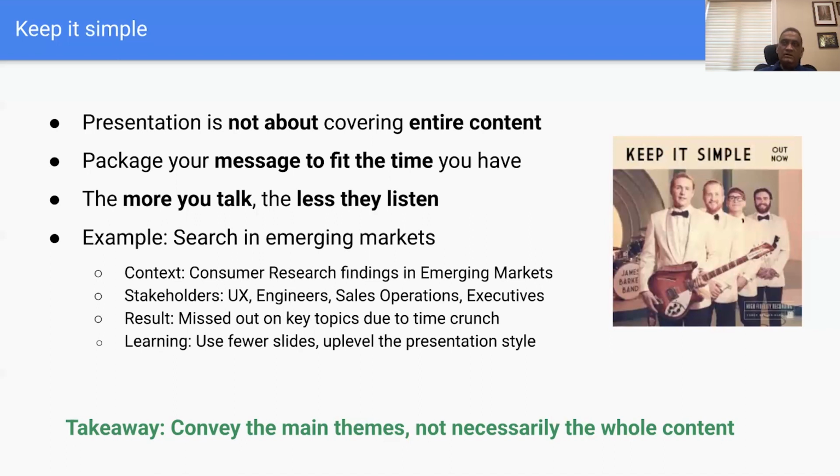Now, if there were more people in the room and we had an hour or 90 minutes to walk through, or a workshop style kind of presentation or forum, it would have allowed my coworker to talk in a lot more detail about the research that we have done and then get to the findings towards the end. But that was not the case here. So convey the main themes. It is not necessary that you hit the whole content, but it is more about hitting the key themes, getting to them sooner rather than later as part of your presentation.